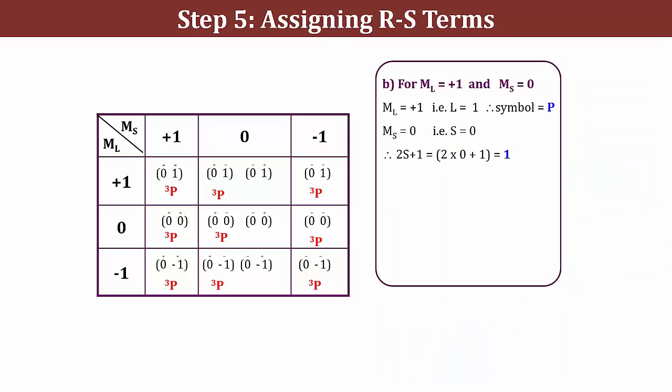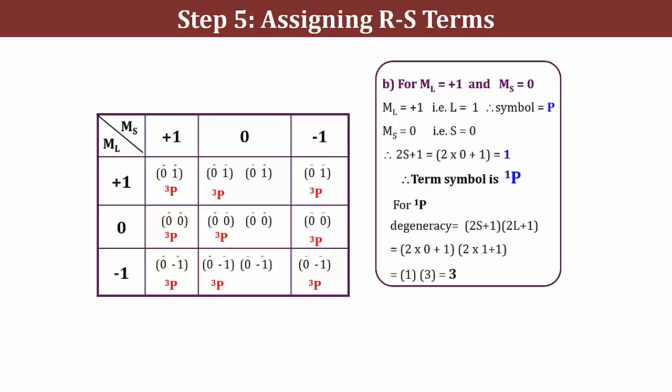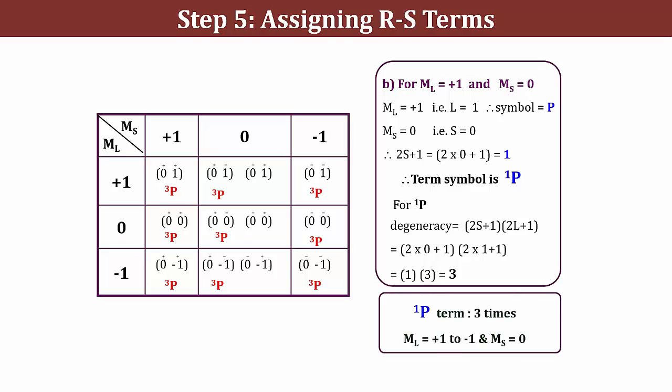Now for the next term, for ml 1 and ms 0, L is 1, so again the symbol here is P. S is 0, so the spin multiplicity 2S plus 1 is 1. The term symbol is singlet P. The degeneracy for the singlet P term is 3. So the singlet P term will appear 3 times in the table from ml plus 1 to minus 1 and ms is 0. So 3 times we have shown the singlet P term in the table.